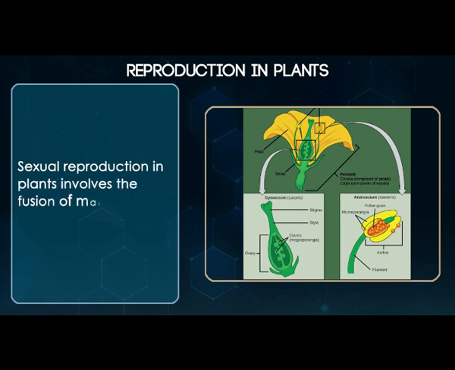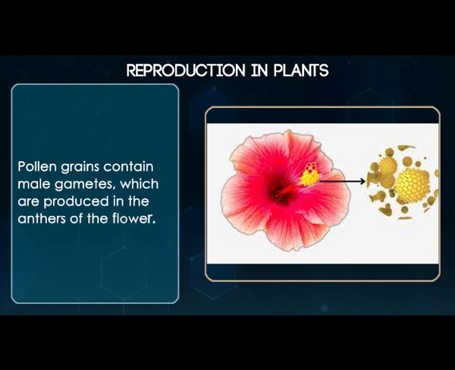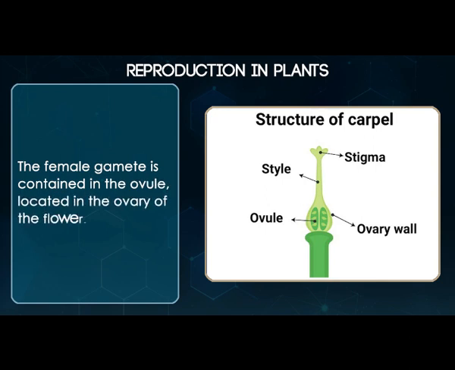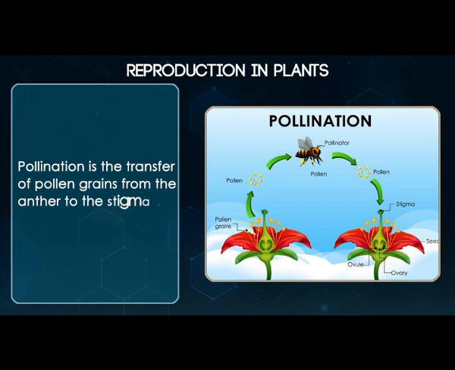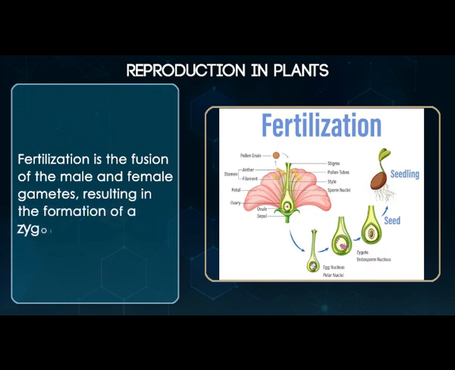Sexual reproduction in plants involves the fusion of male and female gametes. Pollen grains contain male gametes, which are produced in the anthers of the flower. The female gamete is contained in the ovule located in the ovary of the flower. Pollination is the transfer of pollen grains from the anther to the stigma of the flower. Fertilization is the fusion of the male and female gametes resulting in the formation of zygote.